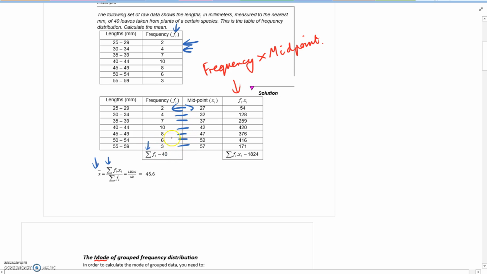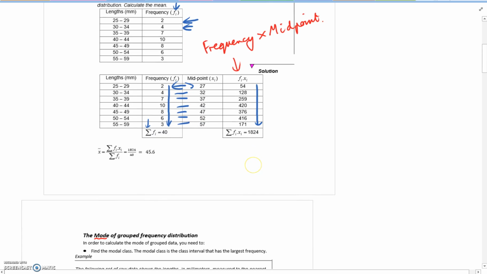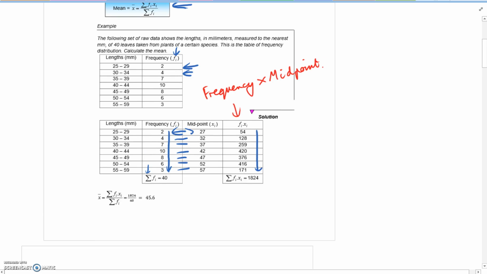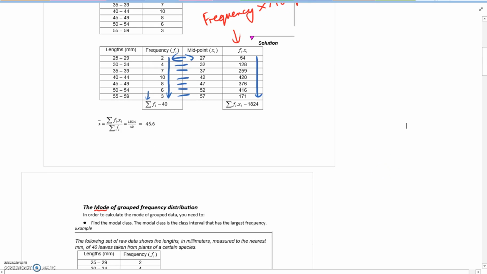This again means the sum, so the sum of all the frequencies is 40. The sum of all these values is 1824, and we can use our equation for finding the mean here, which is the sum of frequency times midpoint divided by the number of items. In this case it was 40 leaves, and that gives us 45.6. So the mean here would be 45.6.